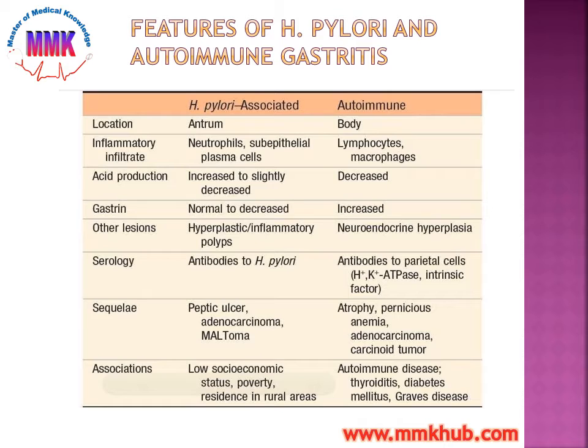H. pylori associated gastritis is associated with low socioeconomic status, poverty, and residence in rural areas, while autoimmune gastritis is associated with other autoimmune diseases, for example, thyroiditis, diabetes mellitus, and Graves' disease of the thyroid.